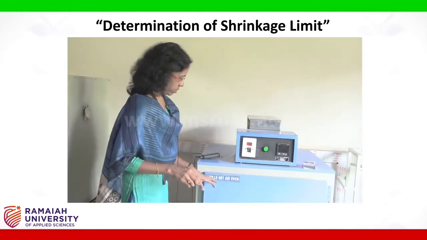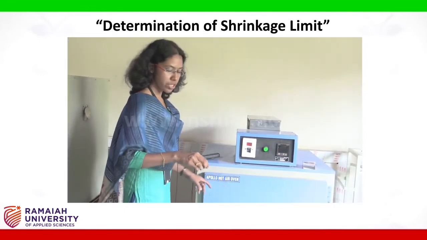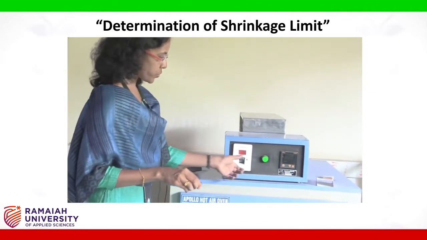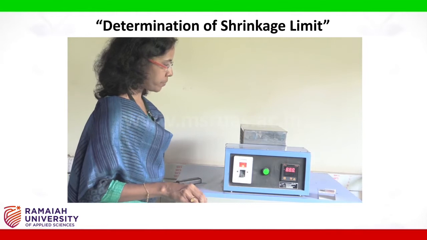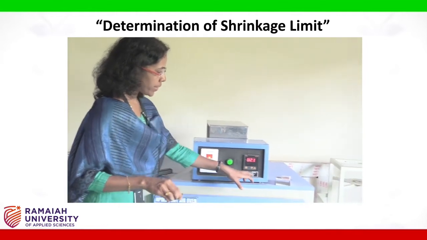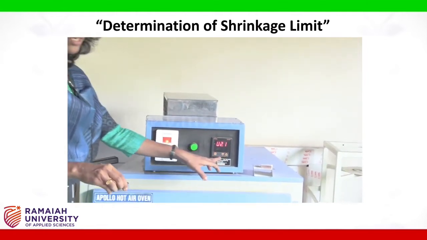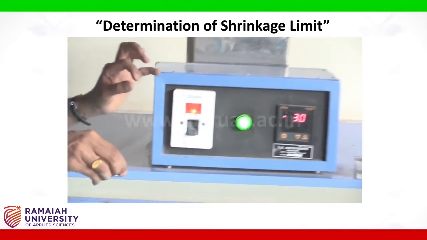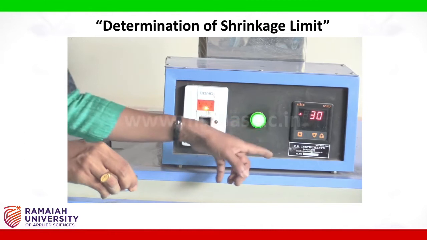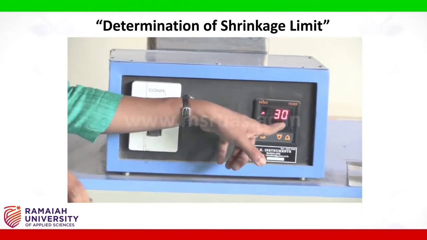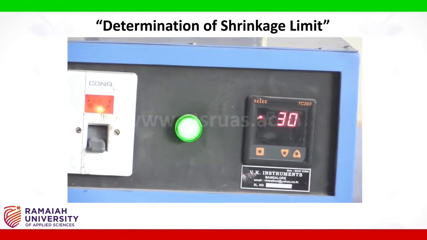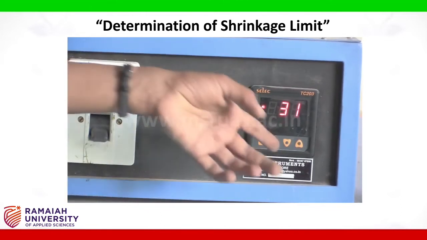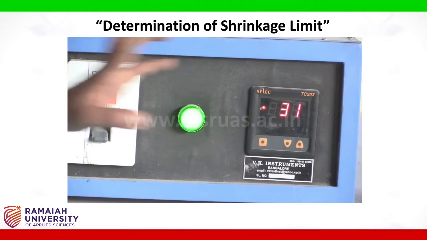Now this is the hot air oven which is used to find out the moisture content in this. Switch on the oven and we can set the temperature here to our required temperature. For the sample we keep 105 degrees. So currently it will show the temperature which is set in this. Now it is 30. If you set it to 105, automatically the temperature rises and it becomes 105.